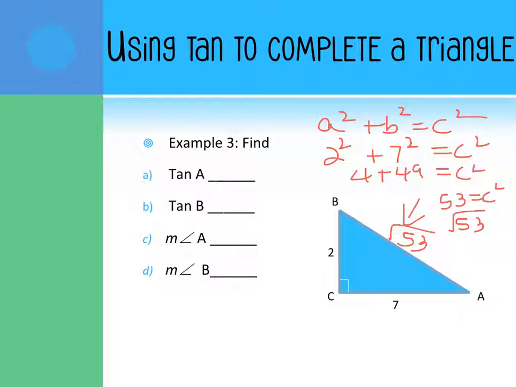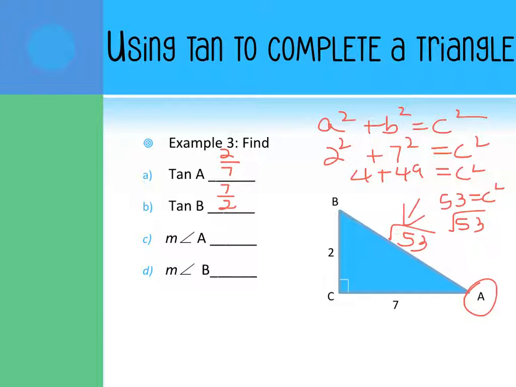What is going to be the tangent of A? Just tell me the fraction. What side is opposite of A? 2. Which side is adjacent to A? 7. And that's going to be my tangent ratio. Okay, what about tangent of B? What's that going to be? What's opposite of B? And what's adjacent? 2. And that's going to be that ratio.